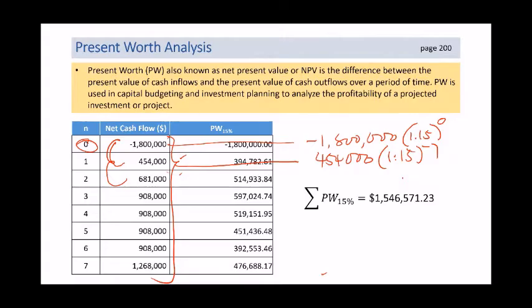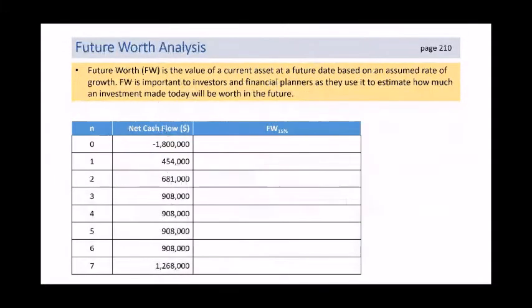Okay, look at the criteria. So PW must be greater than 0. Now it is greater than 0. So that means to say the profitability of this project is good. Okay, other question? Okay, last for this time.